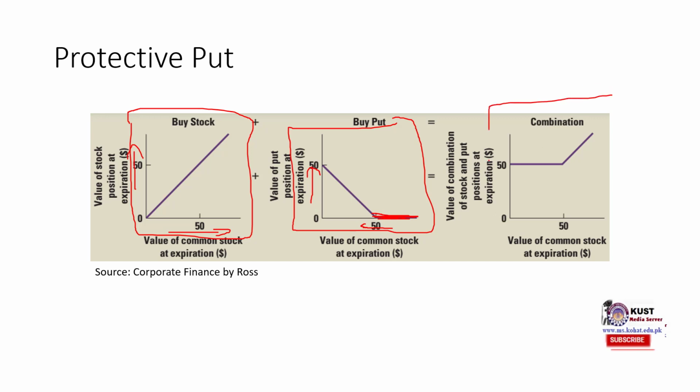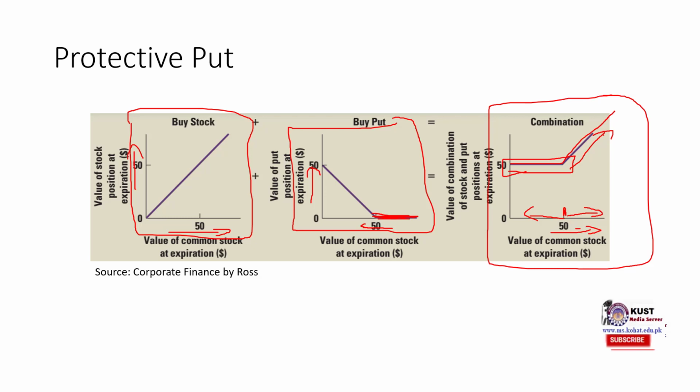And when we combine these two positions, this is how our graph would look. Our loss would be limited, but our profit would increase as the price increases, right? So in a way, we have created this floor, and when the stock price decreases beyond this level, it wouldn't affect us. It wouldn't decrease our profit or increase our losses. But when the price moves upward, it would increase our profit. So that means our profit is unlimited, but our maximum loss is limited.